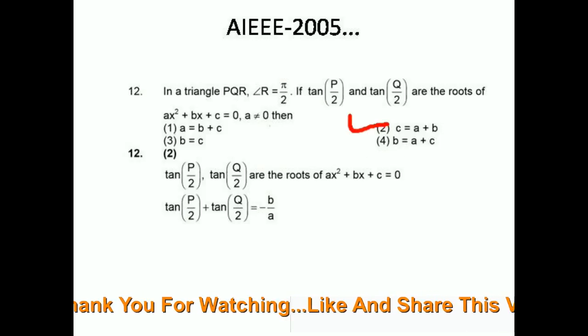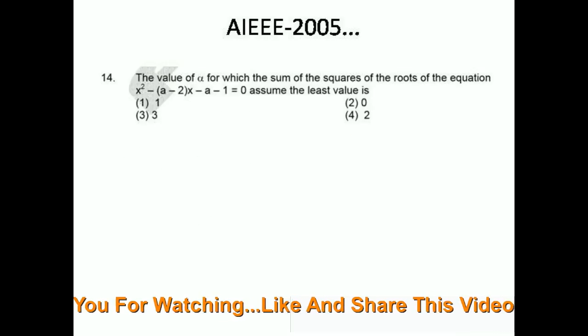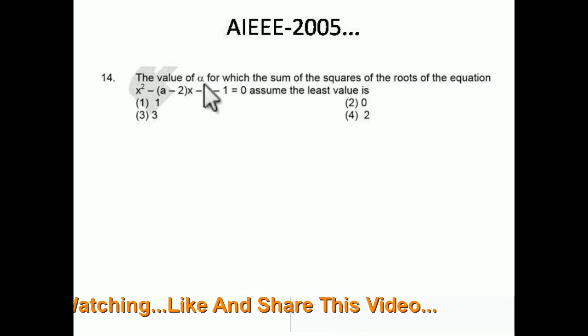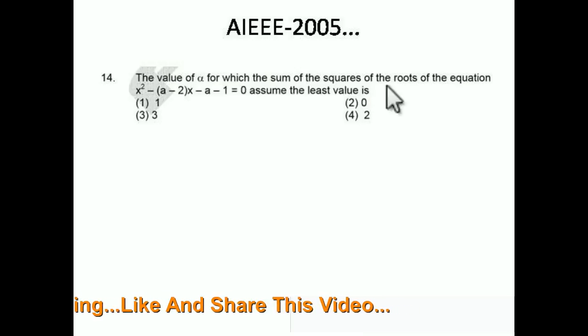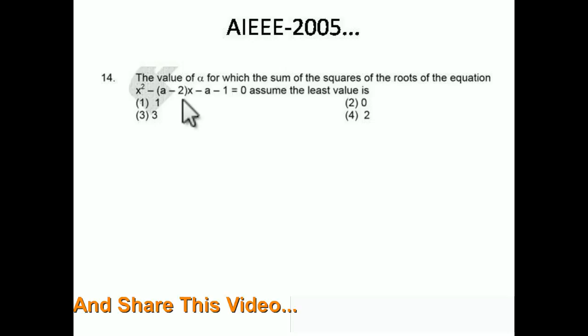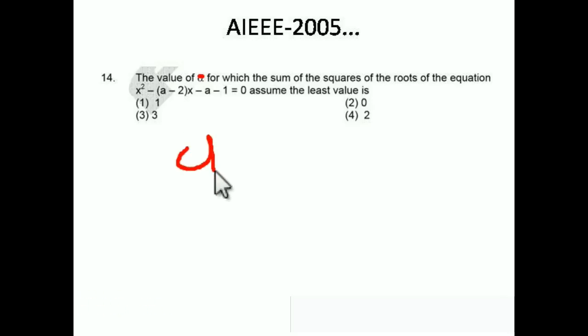Okay, very good question. Okay, next one. This is also a good question. The value of alpha for which the sum of the squares of the roots of the equation x square minus (a minus 2) x minus (a plus 1) assumes the least value is. Now here this is a mistake, this is not an alpha, this is a. So we have to find out the value of a for which the sum of the squares of the roots takes the least value. Okay.